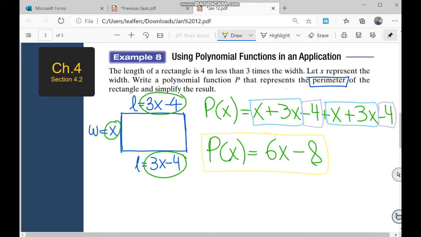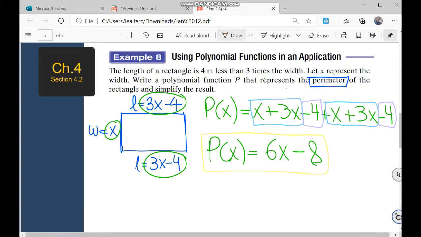Let me know. Type now in the chat box if you have any questions. Very simple thing. Very straightforward application of polynomial functions. And we will work on more applications on the quiz. More examples, we can work together. Let me know right now if you have any particular question on this example.